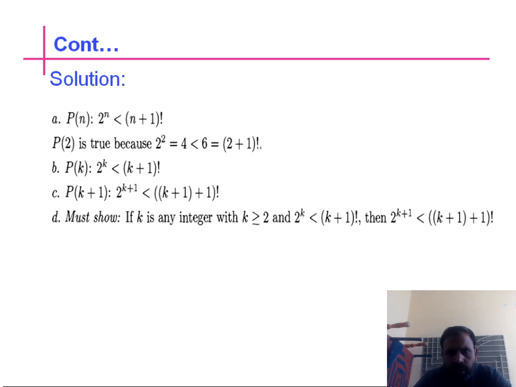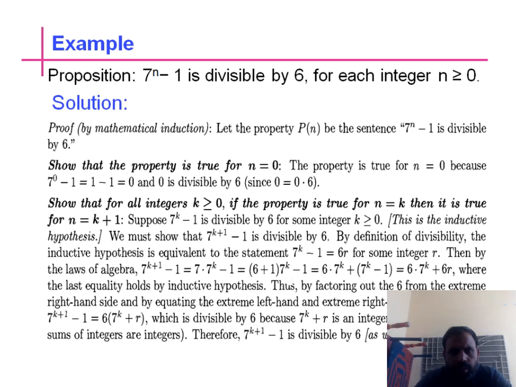We must show that if k is an integer with k greater or equal to 2 and 2 raised to the power k is less than k plus 1 factorial, then 2 raised to the power k plus 1 is less than k plus 1 factorial. So it's an example also. Proposition: 7 raised to the power n minus 1 is divisible by 6 for each integer n greater or equal to 0.